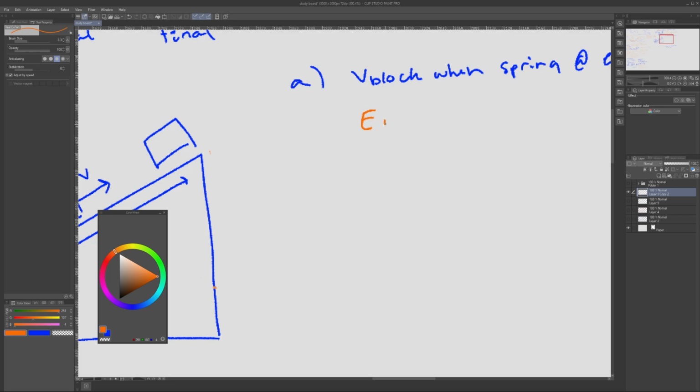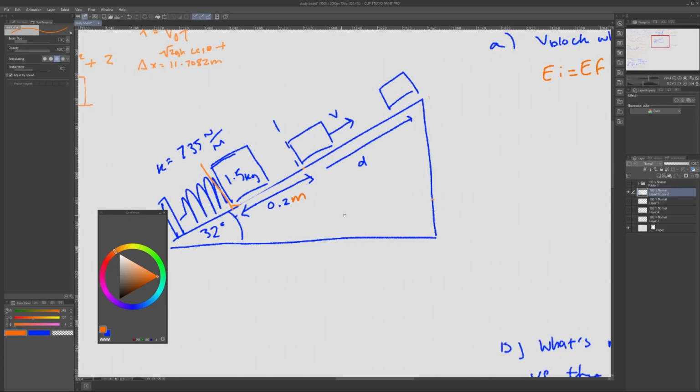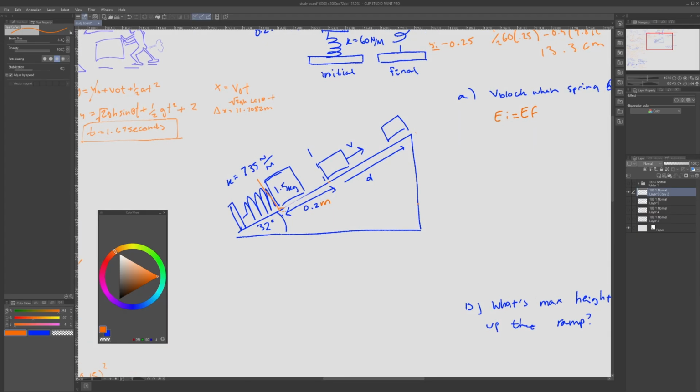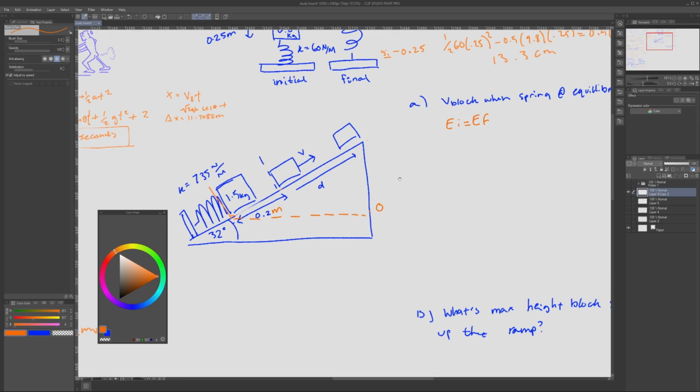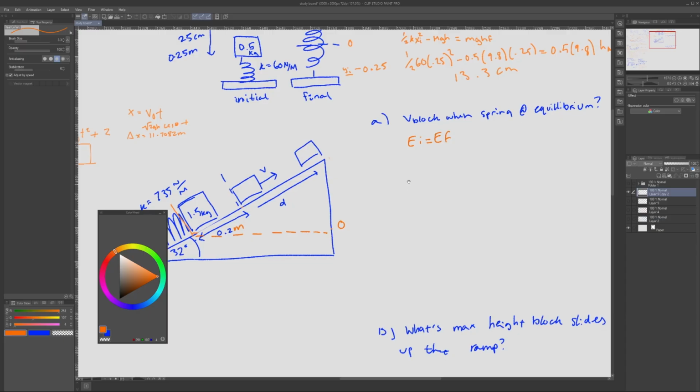We're going to start with this equation, E initial equals E final. So let's look at the initial energies we have right now. To start this problem off, we're going to set this as the height of 0. So where the block is currently resting on the spring is going to be 0. Because it's at 0, potential energy will not exist right now. So we're going to have only U spring, or spring potential energy.